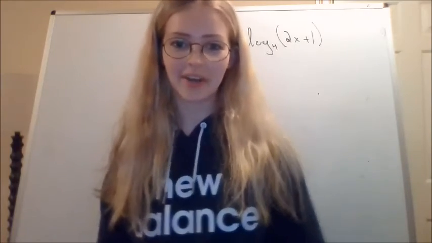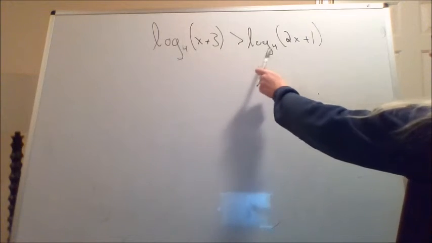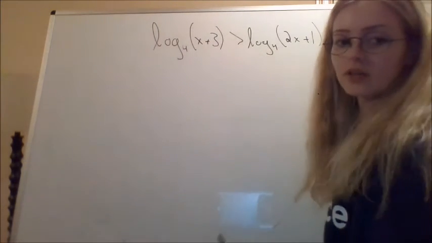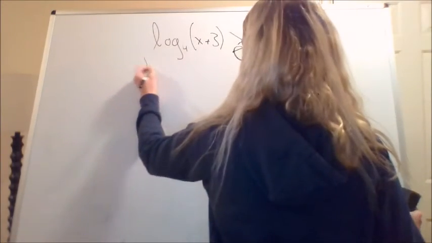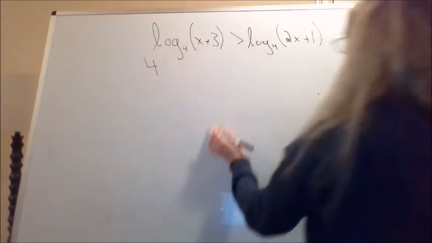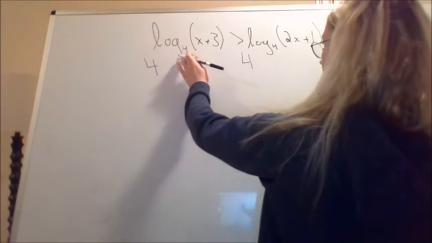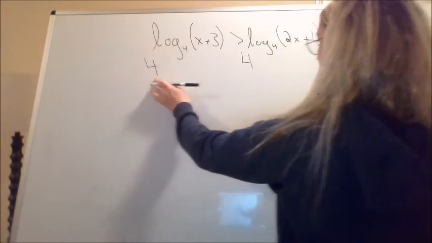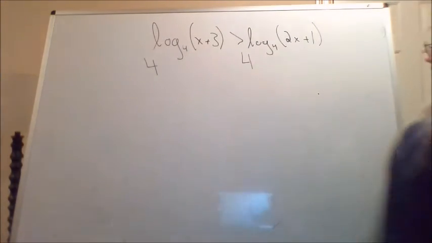Let's try an inequality now. So here we have log base 4 of x plus 3 is greater than log base 4 of 2x plus 1. So let's use the same technique as we did before and take this side and do 4 to the power of this log, and then do 4 to the power of this log. And this works because the base here is 4, and the base that we're applying is also 4. And the base of each log is the same.